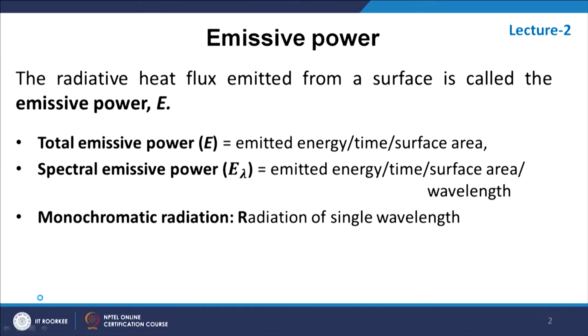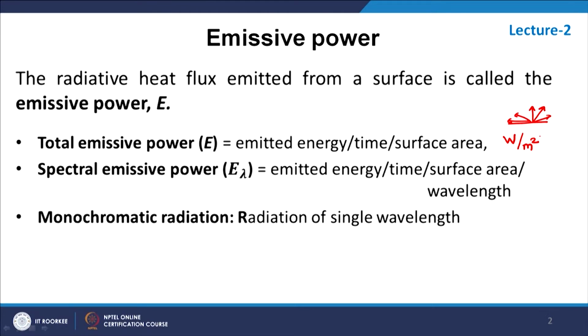However, unlike conduction and convection, the radiative energy is emitted in all directions. For example, if we have a flat surface, the energy will be emitted in all directions. In the case of a flat surface there are a total of 2 pi solid angles, so the energy will be emitted in 2 pi solid angles. The units of emissive power will be watt per meter square. This is the total energy that is emitted by a surface in all directions.